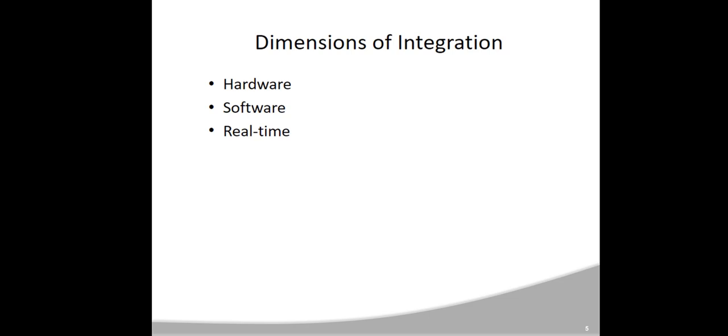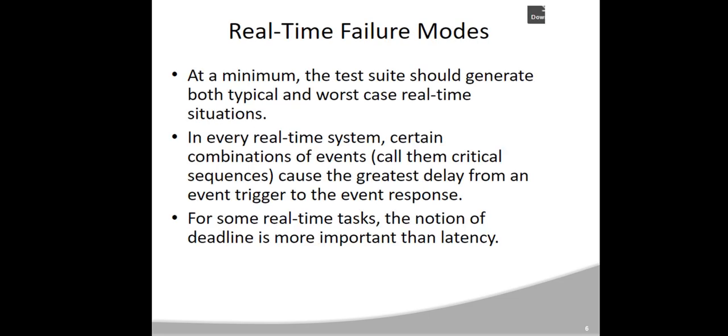Dimensions of integration: there are three dimensions, hardware, software, and real time. Real-time failure modes: at a minimum, the test should generate both typical and worst-case real-time situations. In every real-time system, a certain combination of events, call it a critical sequence, causes the greatest delay from an event trigger to the event response. For some real-time tasks, the notion of deadline is more important than latency.